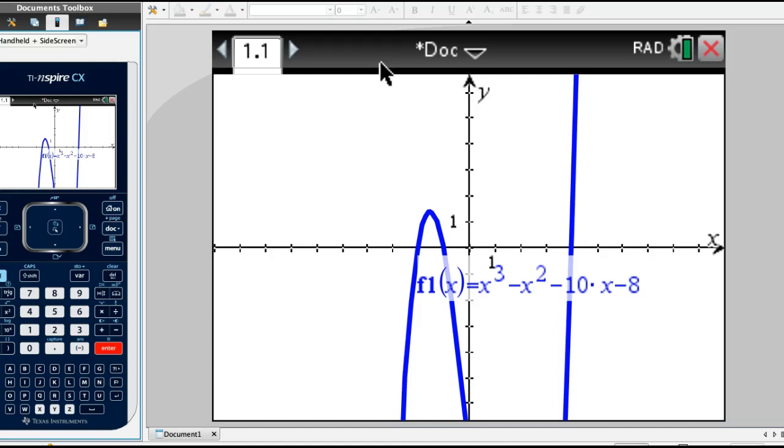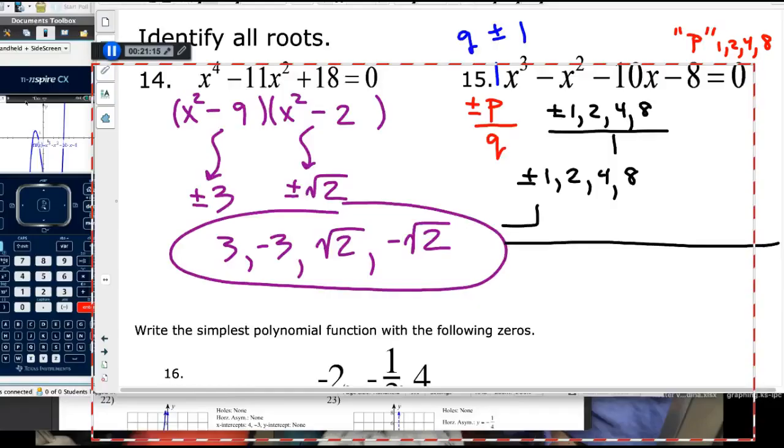All right, so we graphed this and we found that we have possible roots more than likely at 4, -1, and -2. So then I just take those values and I put those in synthetic division. So I guess I'll start with maybe 4.